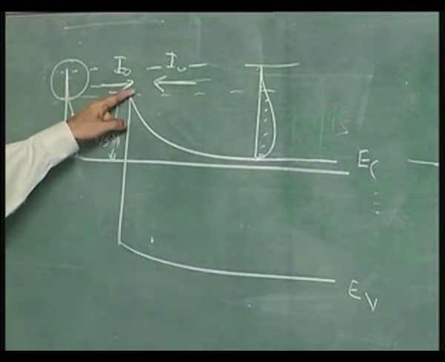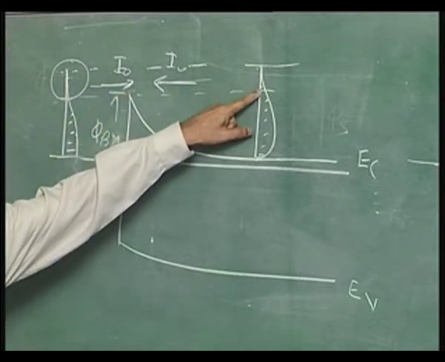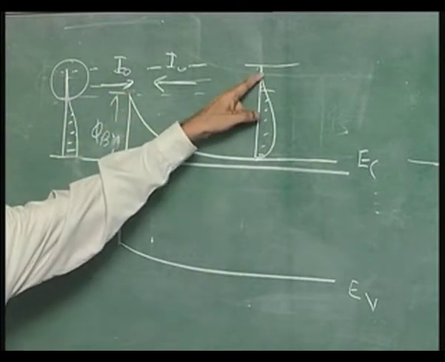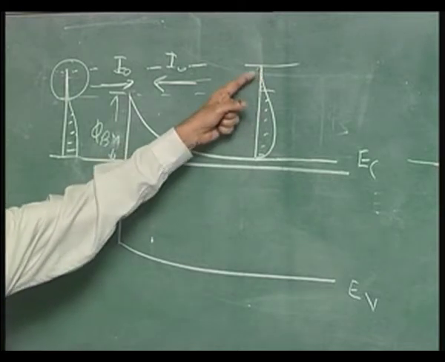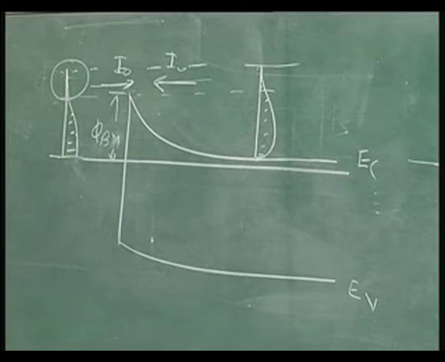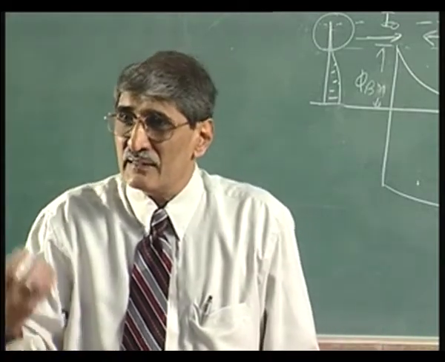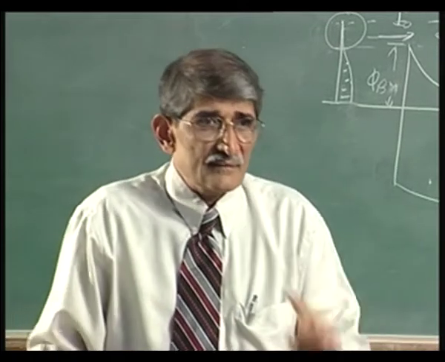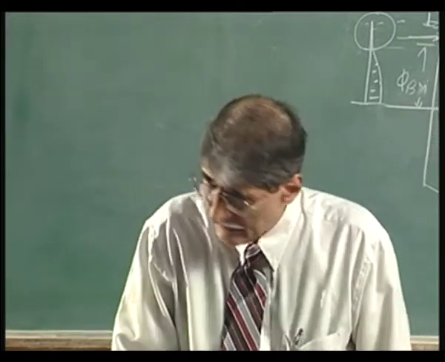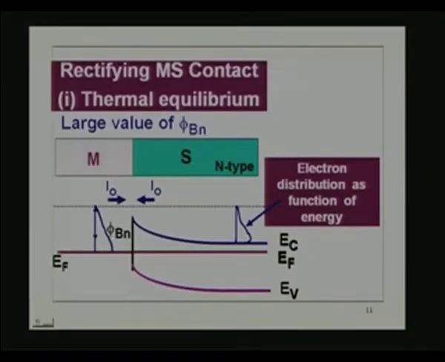There is no barrier, that will give rise to current I naught. These electrons which have energy above that should give rise to current I naught to compensate. In other words, the net flow of electrons is 0, I naught from there, I naught from here. If you disturb that, you will be disturbing the current injected from the left hand side and right hand side. Okay? So, this is the situation in thermal equilibrium conditions.